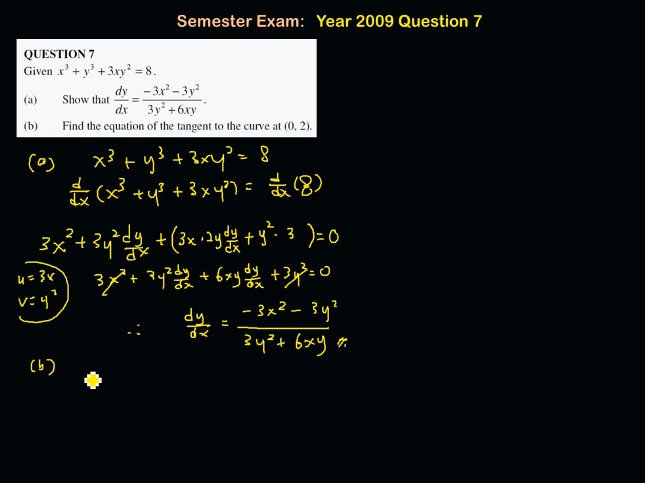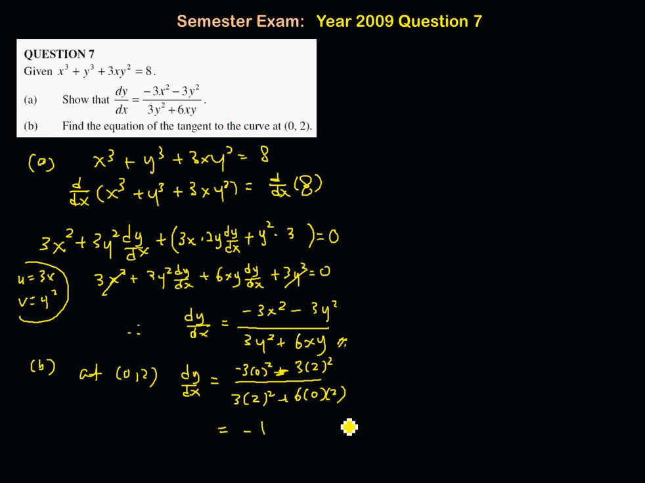And the second part asks you to find the equation of the tangent. At the point (0, 2) we can determine the slope, and the slope is determined by substituting these values into dy/dx. So we let x be 0 and y be 2, and you discover that this is actually negative 1.